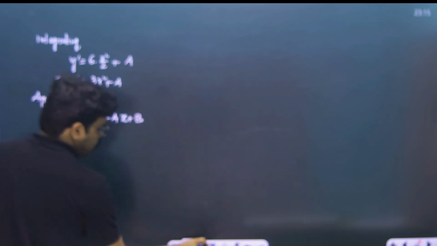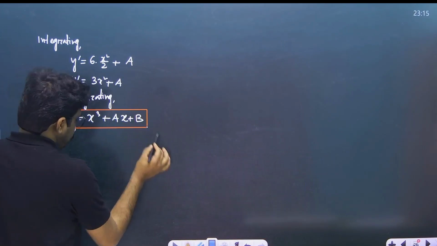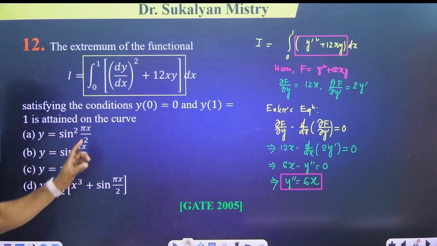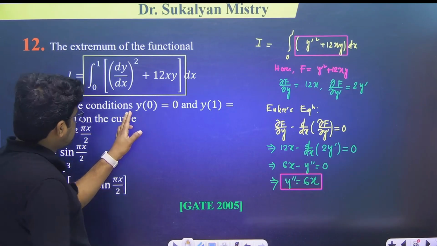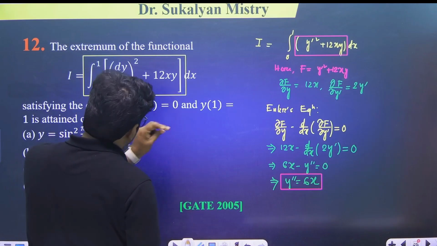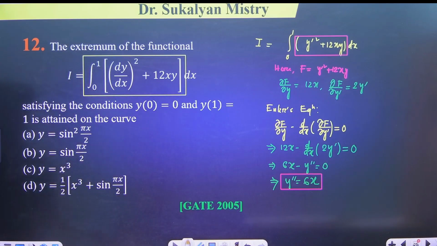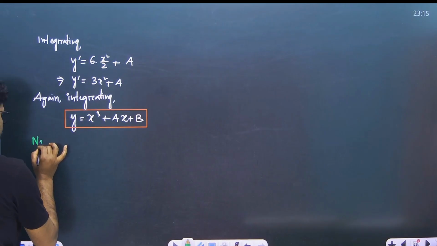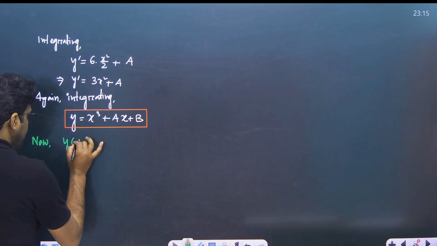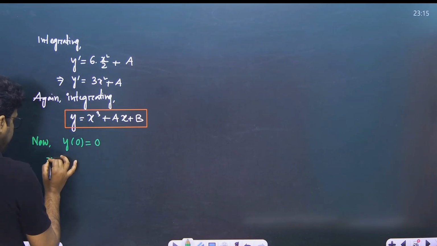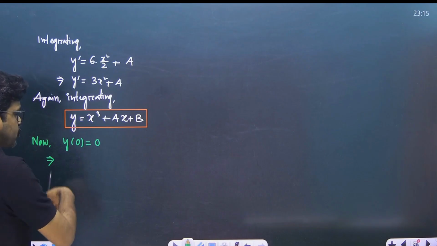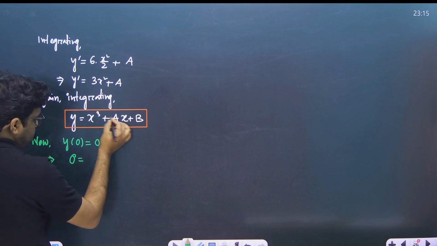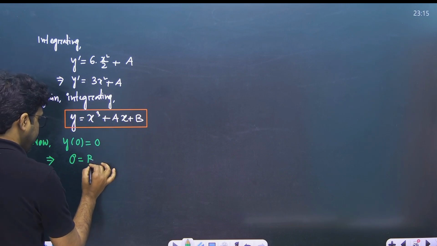So this is the solution of this differential equation. Now, what are the boundary conditions? The boundary conditions are y(0) = 0 and y(1) = 1. From the first boundary condition, y(0) = 0. This implies that when x is equal to 0, y is 0. So x is 0, that means this term is 0, that means b. So we get b is equal to 0.